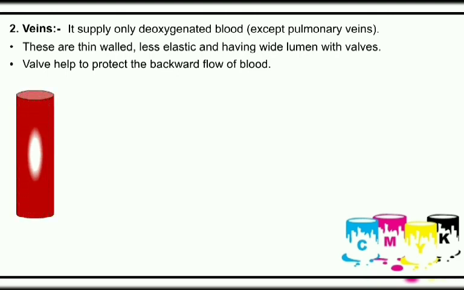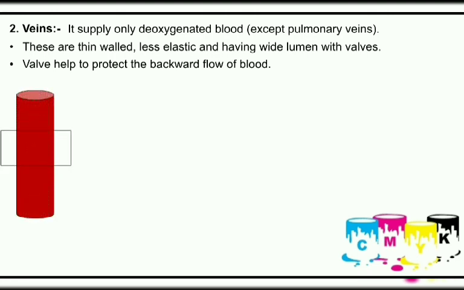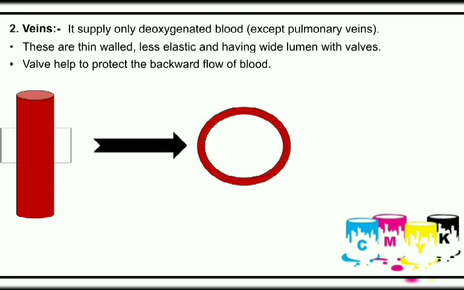Suppose this is a vein. If we cut a section, we can easily see that it has a thin wall compared to the artery, and a wide lumen compared to the artery. So there are many differences between artery and vein, and the question will arise: what are the differences between artery and vein on the basis of wall, lumen, elasticity, and blood. So you can easily write from that. Now the next one is capillaries.